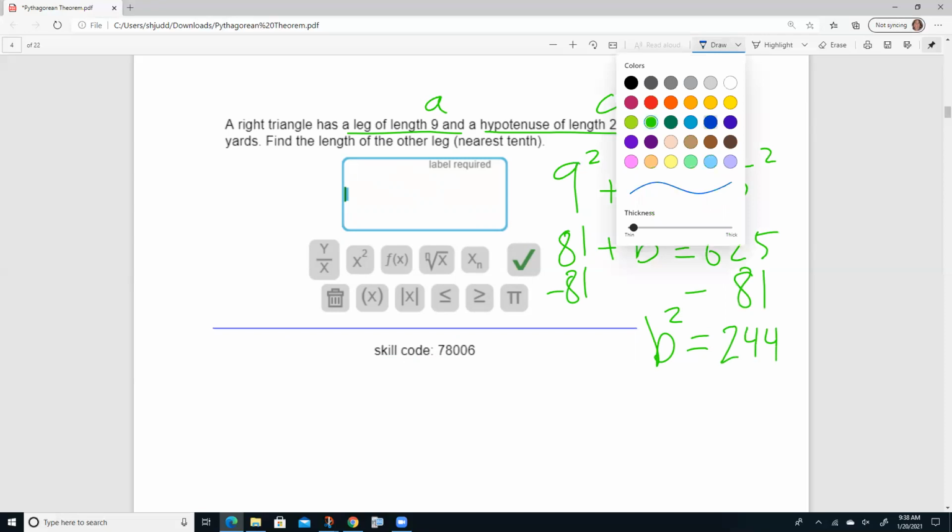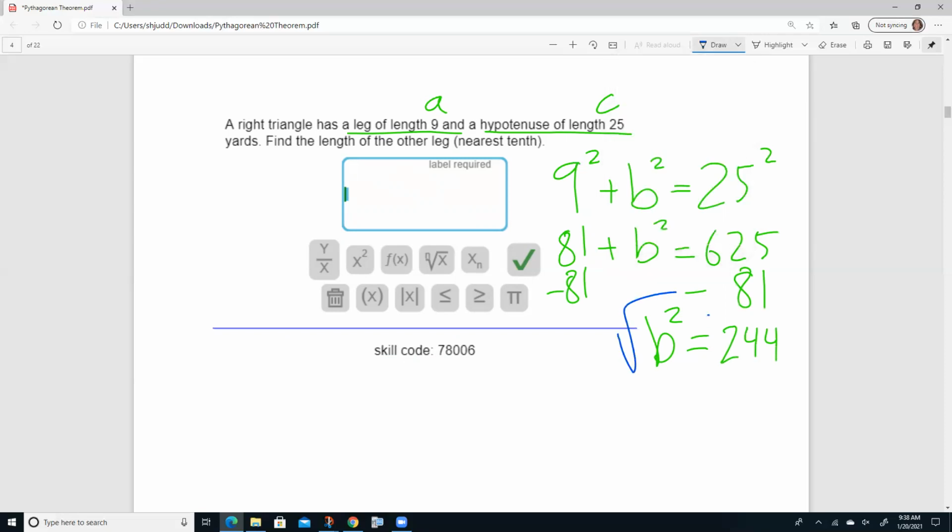After that, my last step is going to be to take the square root to find B, which is approximately 15.620. Now I'll round to the nearest tenth. So I'm going to look at the 6, and will the 2 make it round up or stay the same? It'll make it stay the same. 15.6.